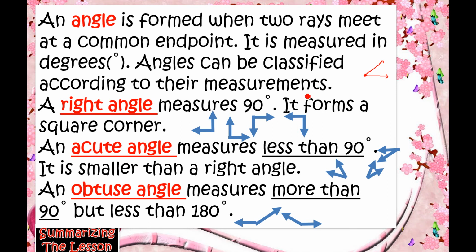So if we measured certain angles, we will have three types of angles, which are the right angle, acute angle, and obtuse angle. A right angle measures 90 degrees. Most likely, the angles look like this. It forms straight, vertical, and horizontal rays, and it forms a square corner.